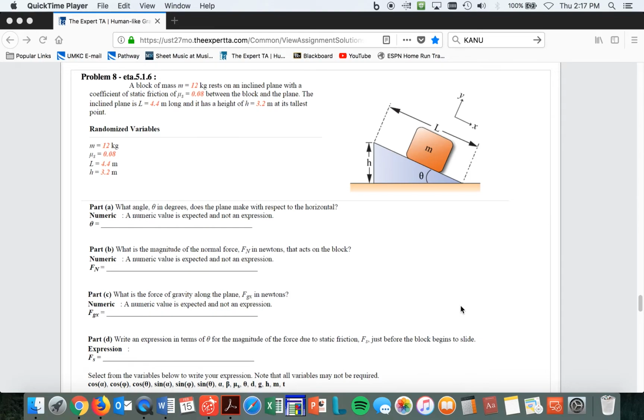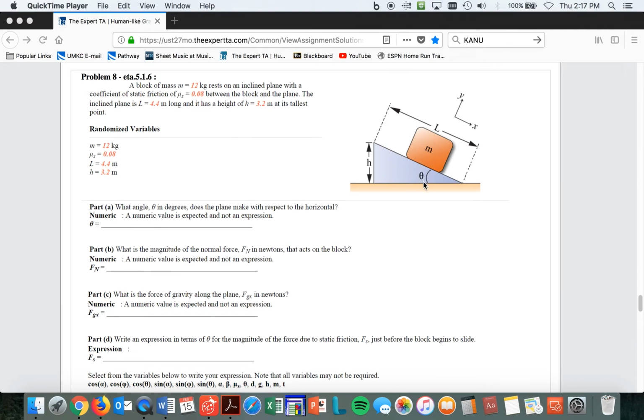What angle does the plane make with respect to the horizontal, with the coefficients between the block and plane? The inclined plane has length L, and it's at its tallest point. Part A: what angle in degrees does the plane make with respect to the horizontal? Well, you tell me. They're setting us up. They told you the height and they told you the length, so a little inverse sine action would help here.